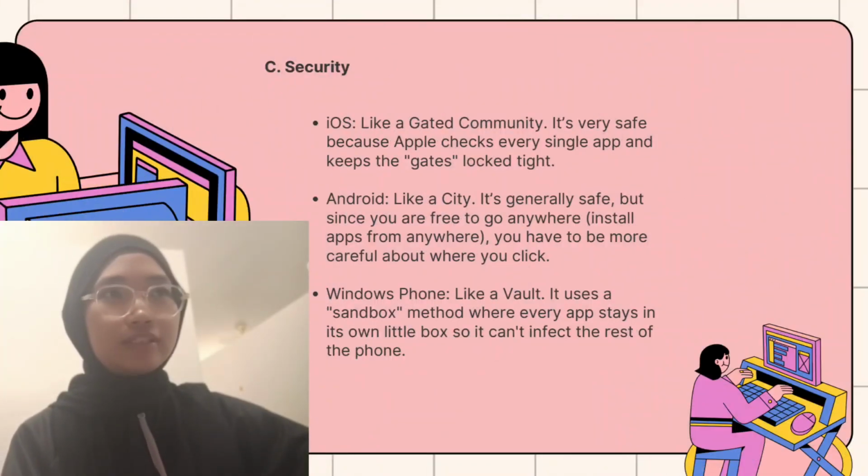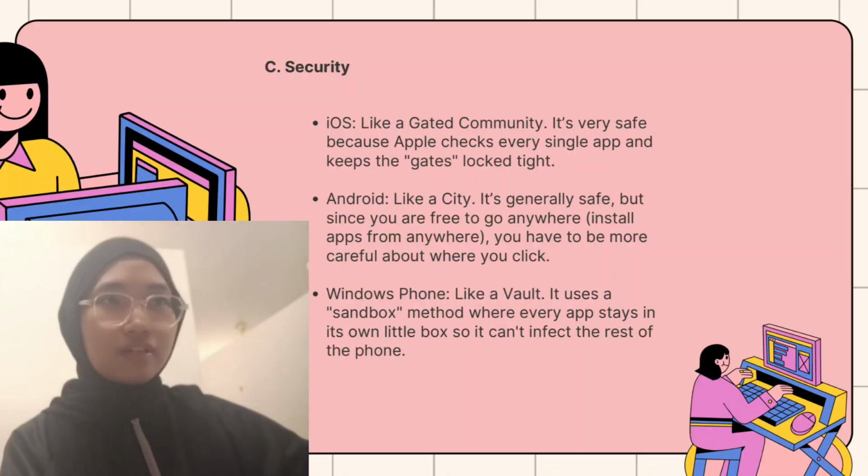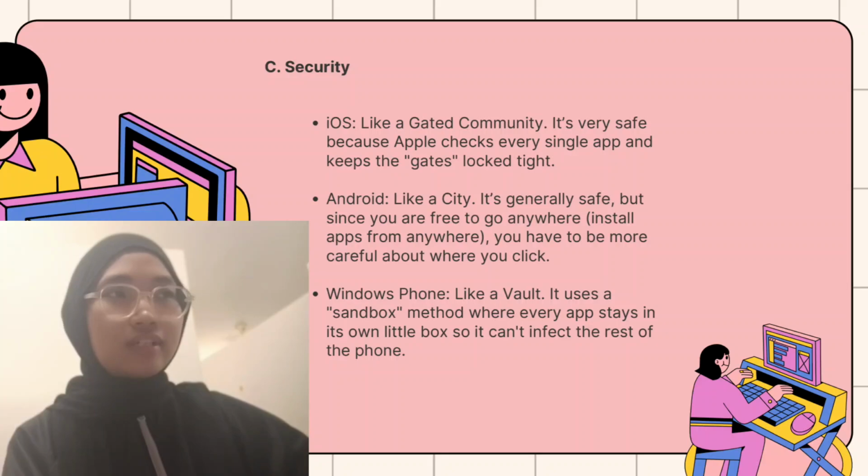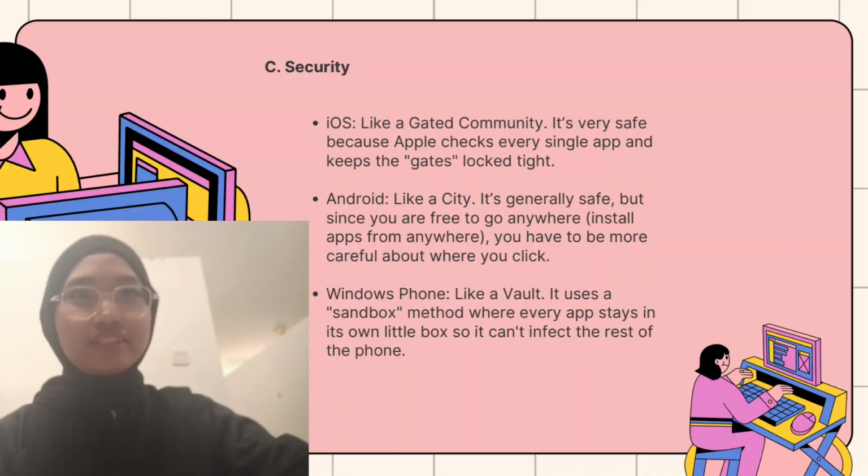Continuing with our comparison of mobile operating systems, today I will explain how iOS, Android, and Windows Phone differ when it comes to security. Let's start with iOS. As written here, we can describe iOS security like a gated community. A gated community has controlled entrances, security checks, and strict rules. You can't just enter or bring anything inside without permission. iOS works exactly this way. It is very safe because Apple controls the whole system tightly.